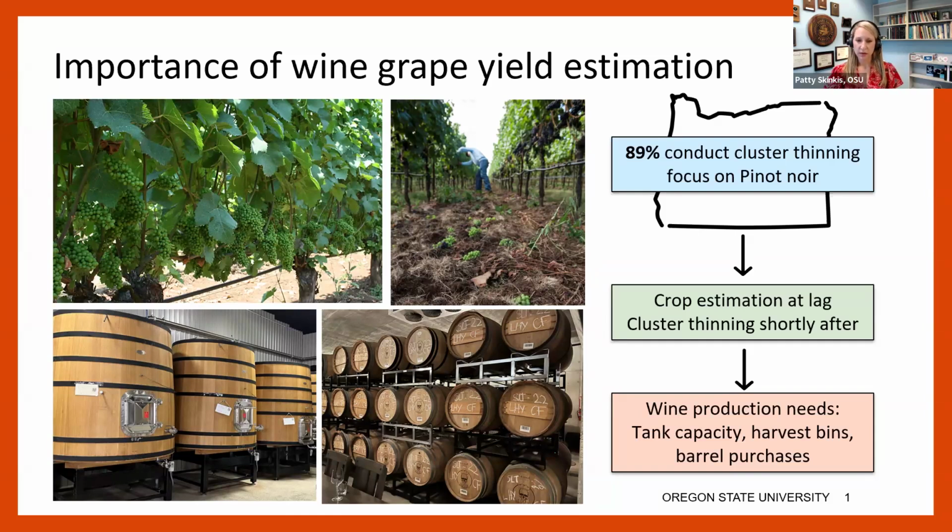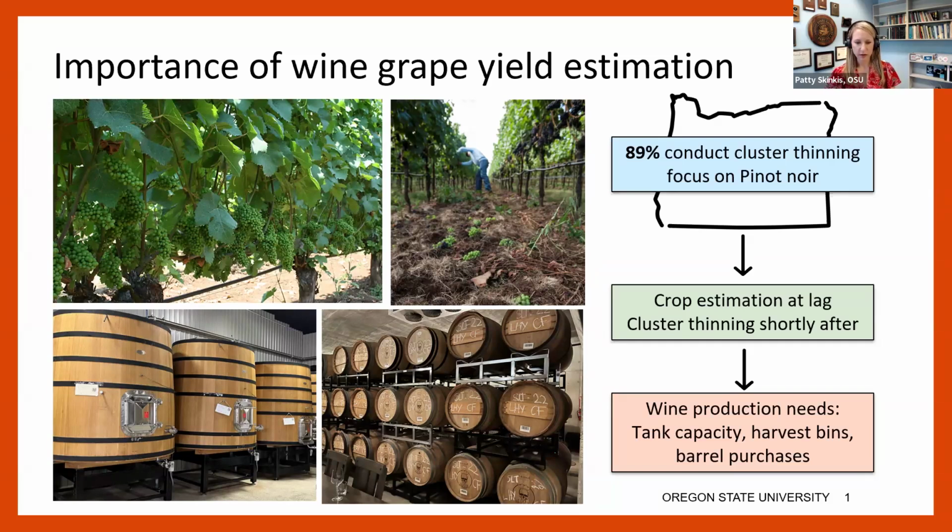And so that's needed at the crop estimation stage, which is typically done at the lag phase because cluster thinning will happen shortly after that. And of course, there are other reasons that people want to know yield. It's not just to reach a target, but it also is to know what capacity you have in the winery. So tank capacity, or how many harvest bins you need to purchase, or barrel purchases. All of those supplies throughout the production stream need to be determined.